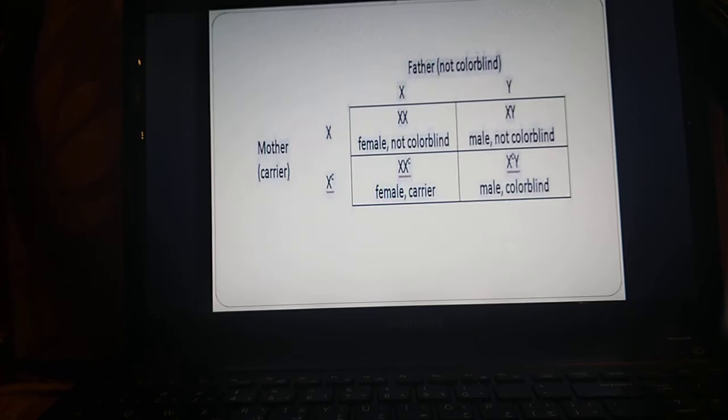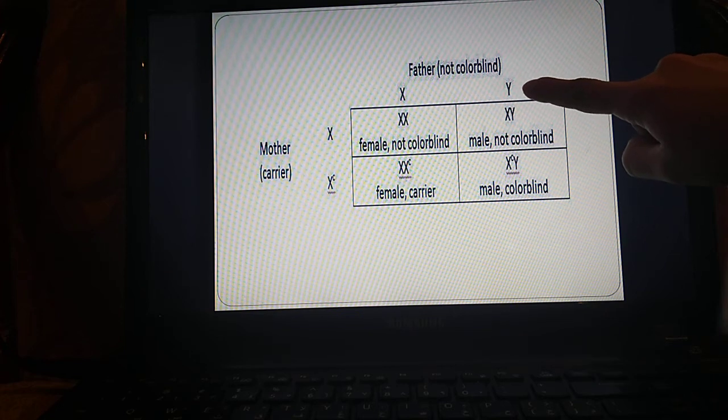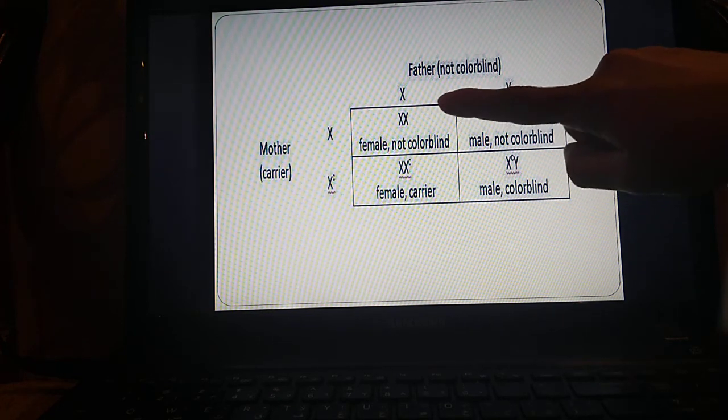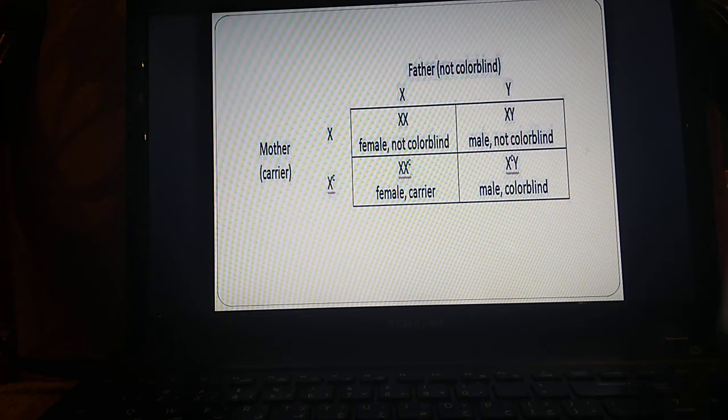Now let's move on to the second box. In the second box here, we have the Y allele from the father and the healthy X allele from the mother. So as a result, we have XY.